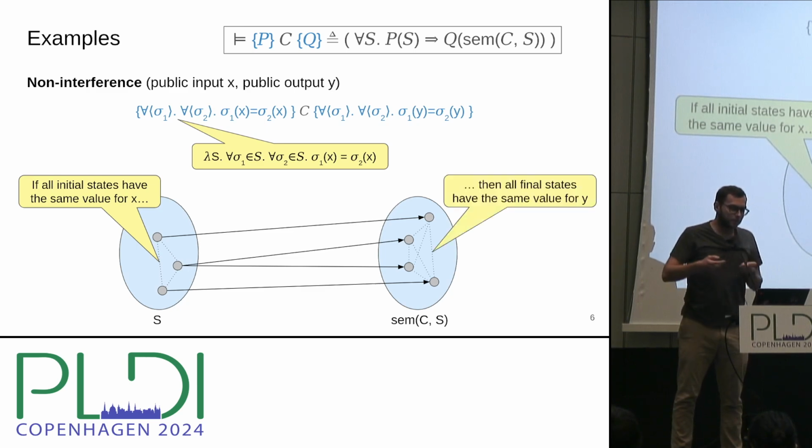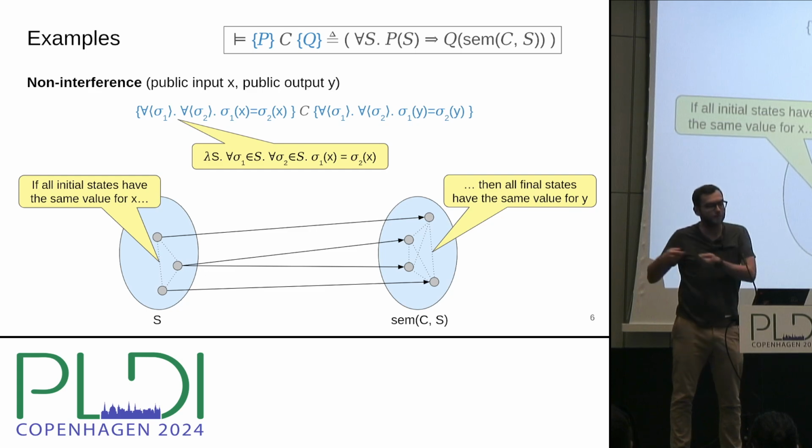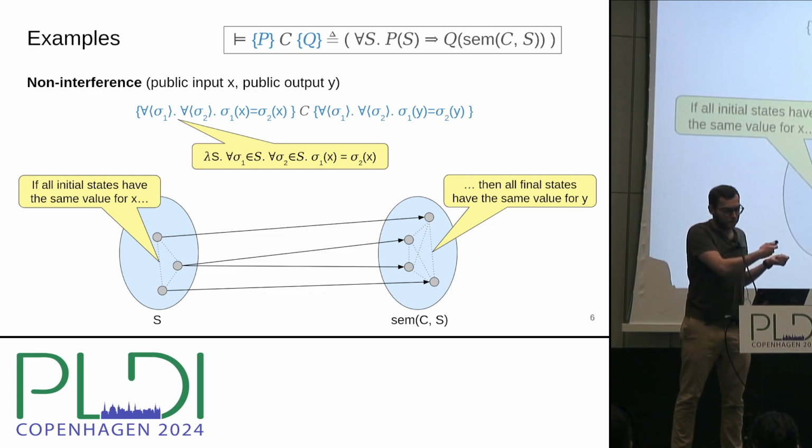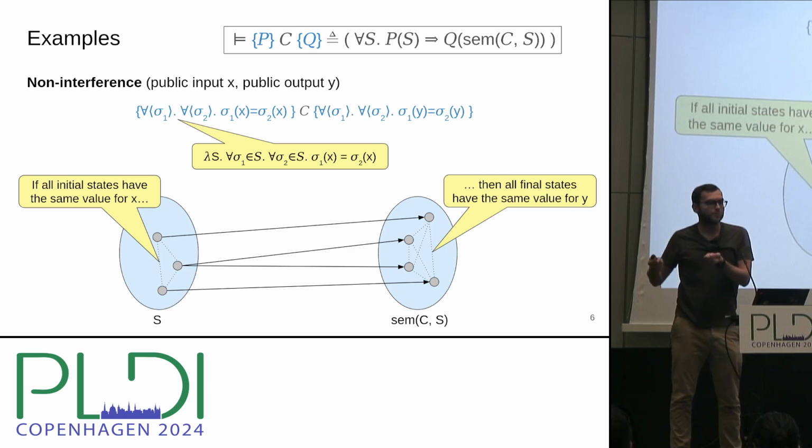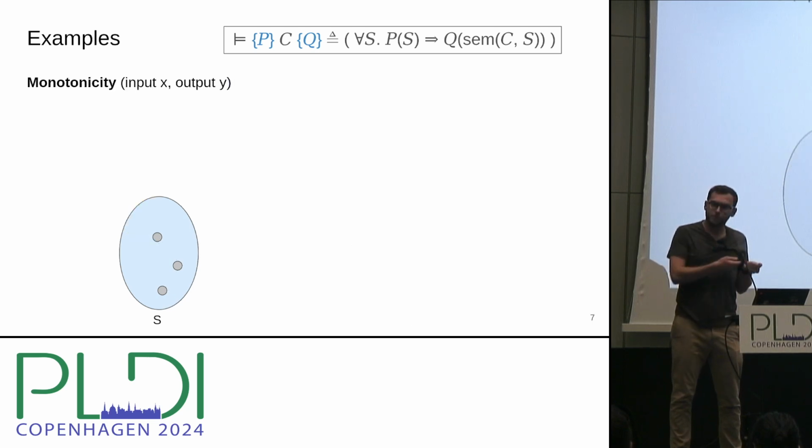And the postcondition says the same. So this triple together says that if all initial states have the same value for x, then all final states will have the same value for y. This expresses exactly non-interference. But if we want to express properties like monotonicity, for example, we have to do a bit more work.